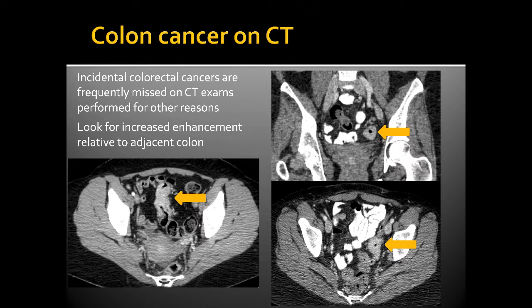Incidental colorectal cancers are frequently missed on CT exams performed for other reasons. Make sure you look for bowel wall thickening and hyperenhancement. These are 2 different examples of missed sigmoid colorectal cancers.